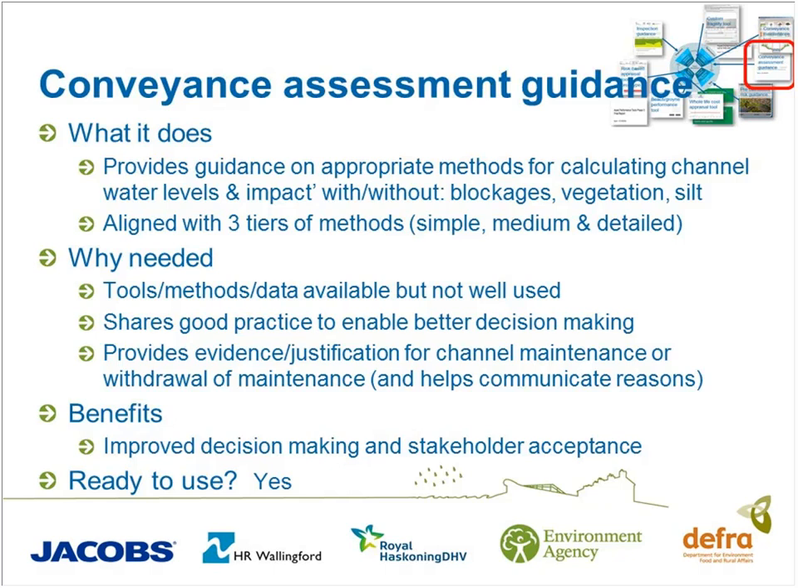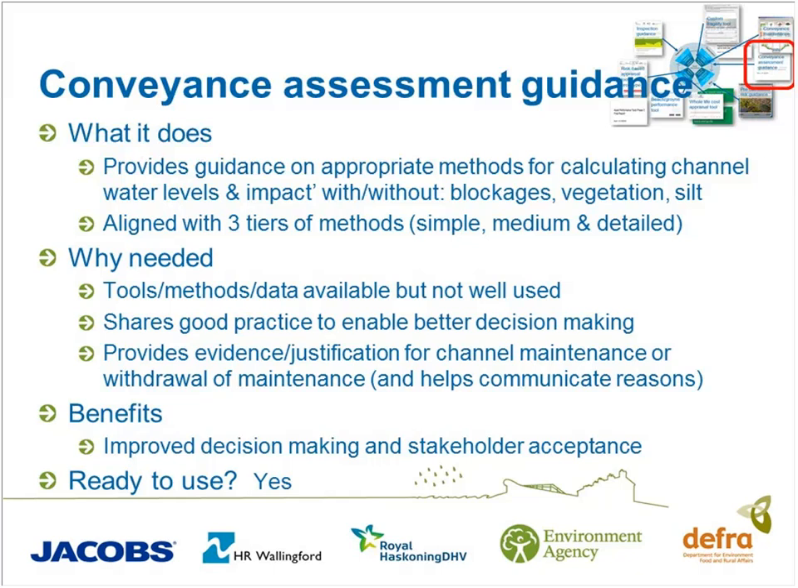In terms of the guidance, it explains a range of different methods you can use for calculating the impact of changes, such as removing blockages or different levels of channel vegetation cutting, and how those changes will impact on water levels and or flows, depending on the way you look at it. Again, it has this concept of three tiers of method: a very simple method, a medium complexity method, and a detailed method. And it gives some advice. For example, if you've got a tidal channel with big sediment problems, you probably need to be moving into one of these more detailed, medium or detailed levels of analysis.